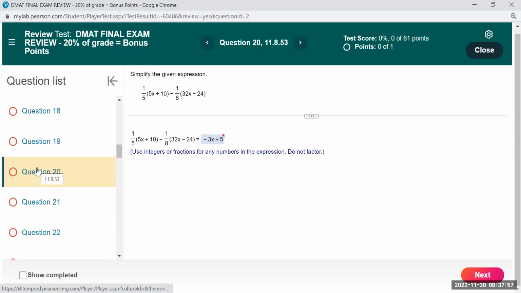Simplify the given expression. 5x plus 10, minus 1/8, 32x minus 24.